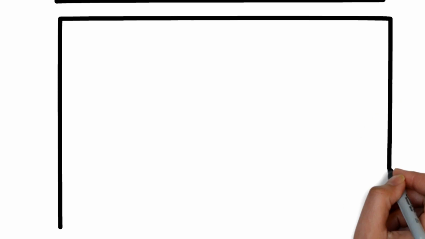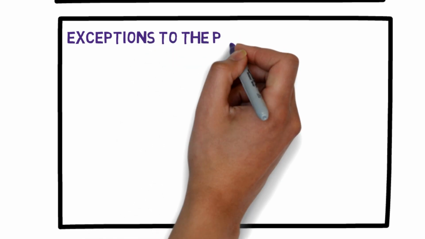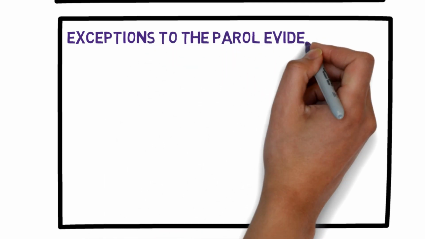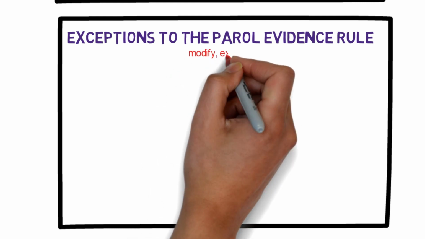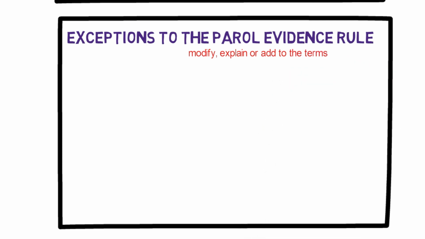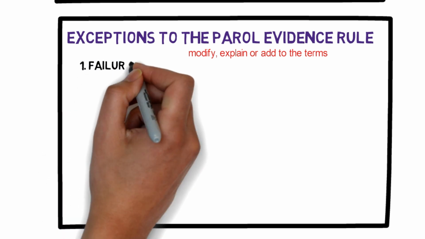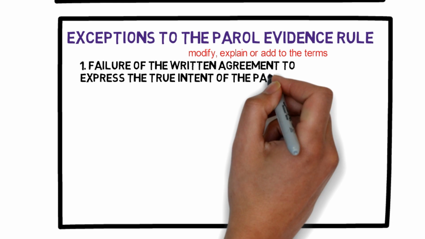Always remember that most of the time, in every rule or general rule, there is an exemption. Now we go to the exemptions to the parole evidence rule. A party may present evidence to modify, explain, or add to the terms of the written agreement if he puts in issue in his pleadings the following. 1. Failure of the written agreement to express the true intent of the parties thereto.